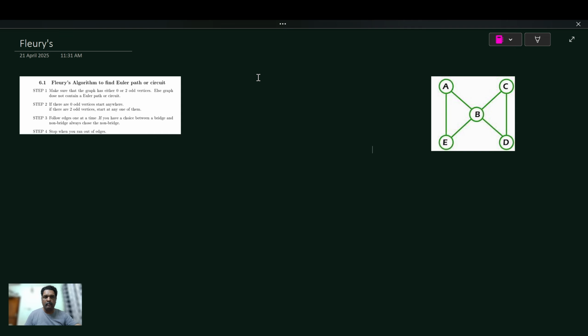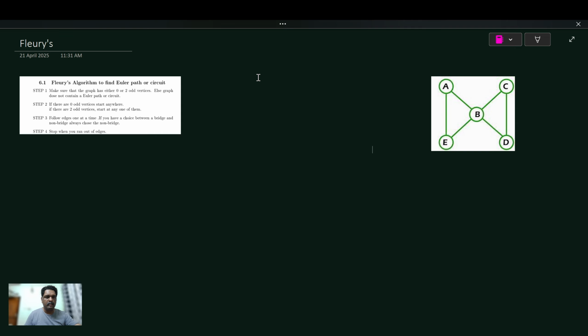And if there are more than 2 odd vertices, three or four or five odd vertices, then the graph cannot be an Euler graph, because we have a theorem: in an Euler graph, the degree of every vertex is even. An Euler graph is a graph which contains an Euler circuit. So that's the preliminary check.